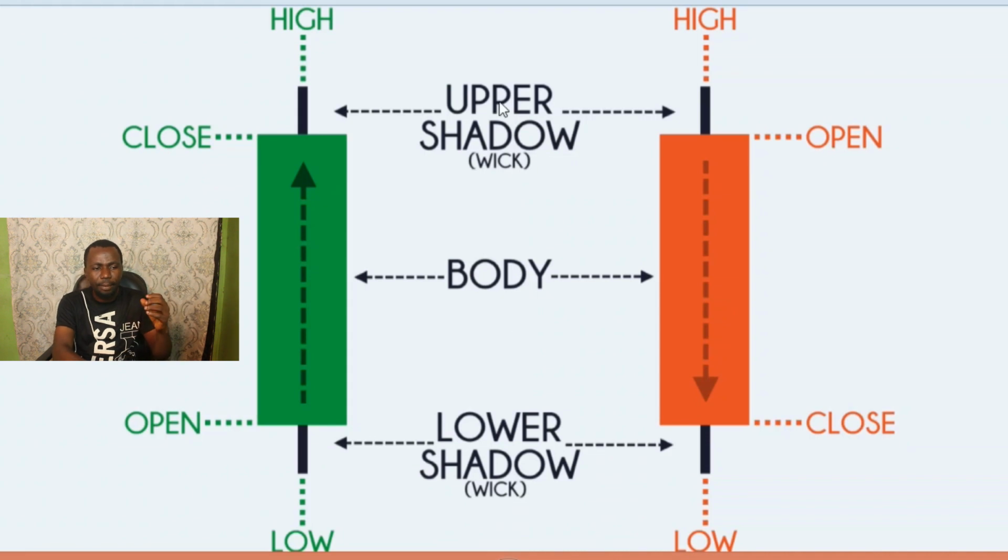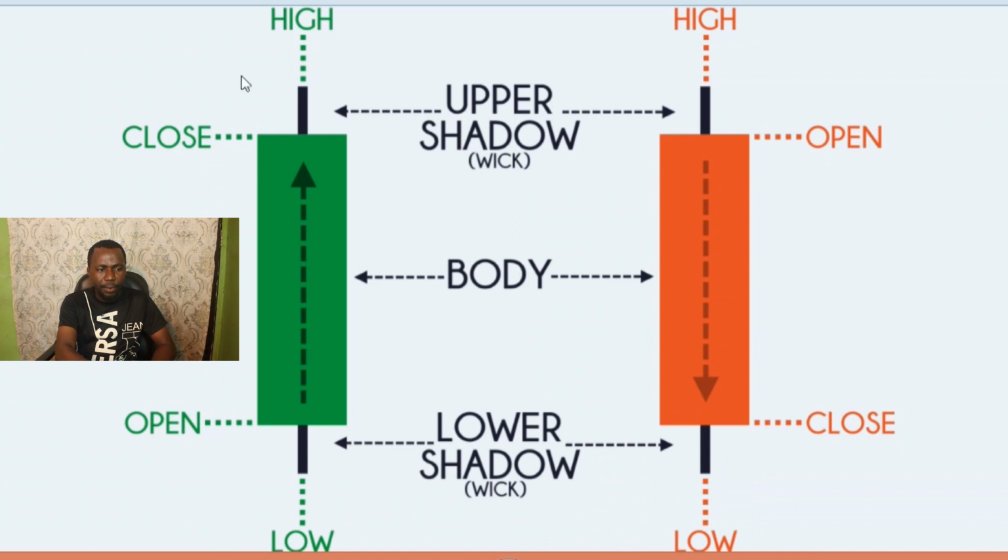You can see that the candle makes an upper shadow, which is called the wick, a lower shadow, which is also called the wick, and the body. So this is the upper shadow, this is the lower shadow, and this is the body.